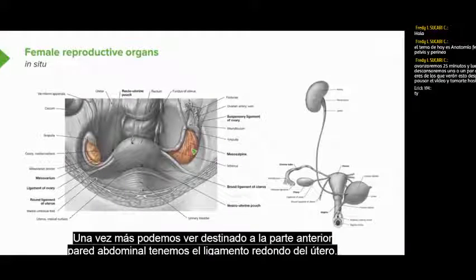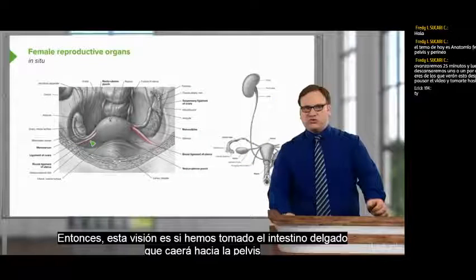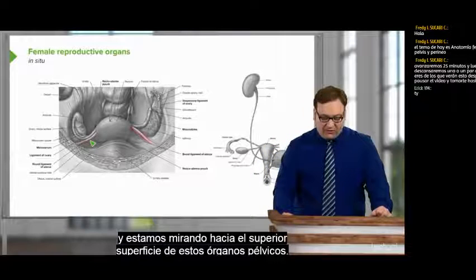Once again, we can see destined for the anterior abdominal wall, we have the round ligament of the uterus. So this view is as if we've taken the small intestines, which have draped down into the pelvis, away, and we're looking onto the superior surface of these pelvic organs.